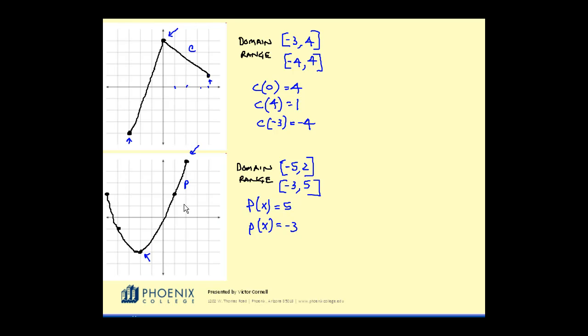Welcome back. Okay, p of x equals 5. Well, that's right where the arrow is. And it's 2. When x is 2, go over to 2 right there, and your output is 5. So p of 2 equals 5. So what x value gives you negative 3? Right there's negative 3. And right there, negative 2. So p of negative 2 equals negative 3.